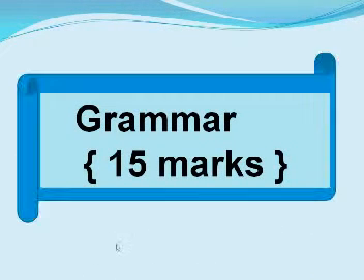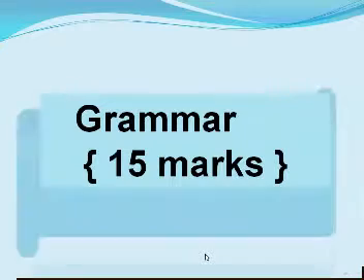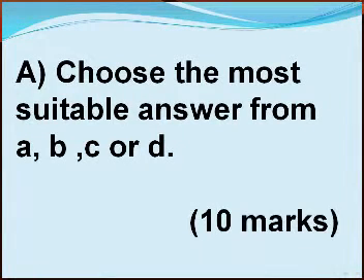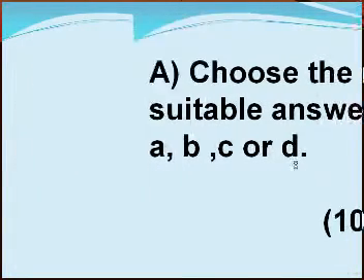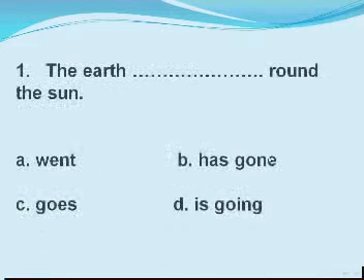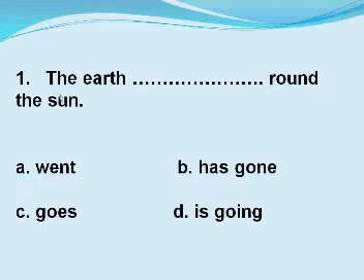Now we move to grammar. The first type of question is choose the most suitable answer from A, B, C, or D. You have 10 marks, 1 mark for each sentence. The first one is: the earth went, has gone, goes or is going round the sun.